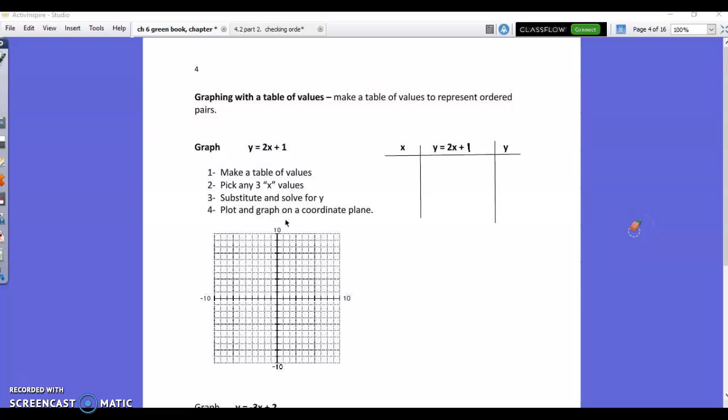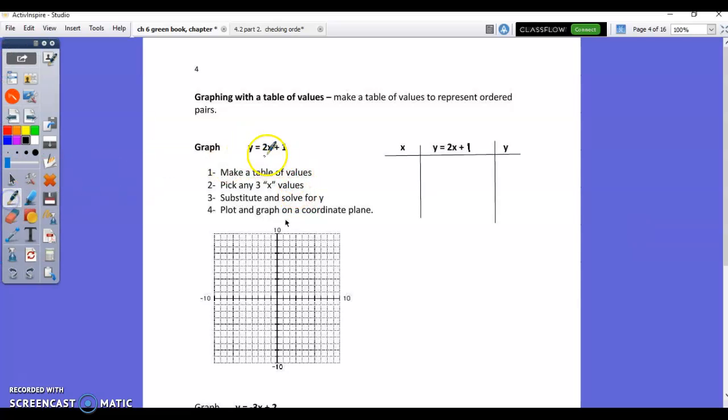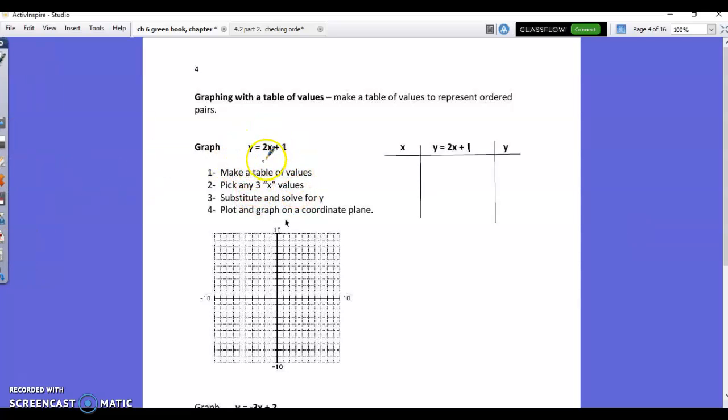Okay, so we are going to be graphing using a table of values. So we mentioned that this is a linear equation. So when we put in values for x and get y, we are going to be able to graph those on a graph, and they are going to make a line when we connect those dots. So we are going to be making a table of values to represent ordered pairs.